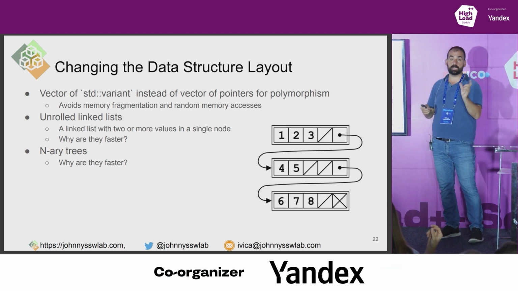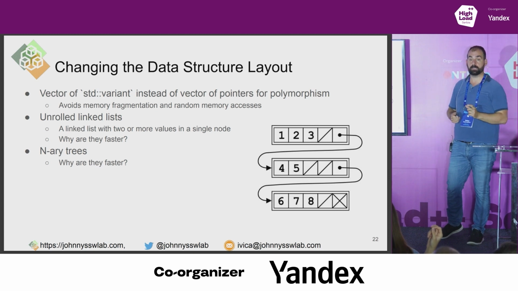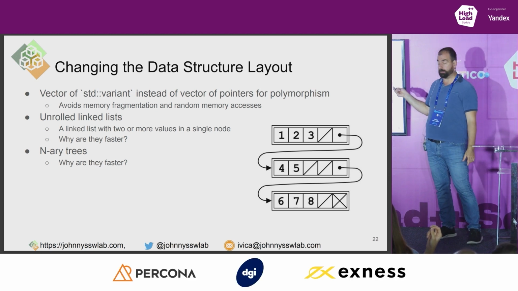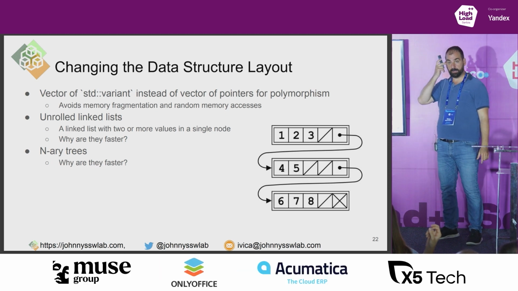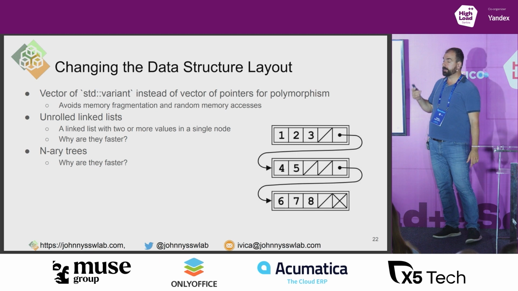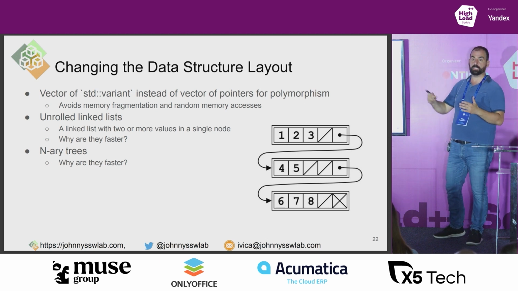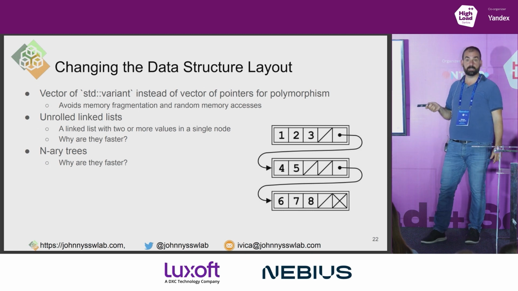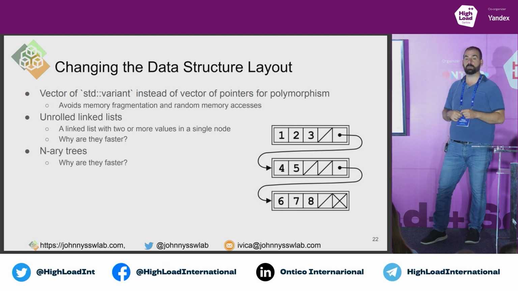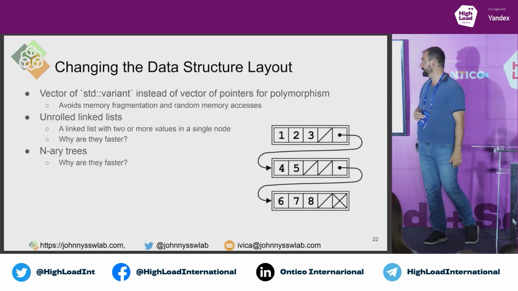With unrolled linked list, you can have more than one value in a single node. So here, see that the first one has 3 values in the single node. The second one has 2 values, and the memory efficiency of such accesses is much better because a single node can fit a single cache line. So you don't have to bring the data from the memory too many times.